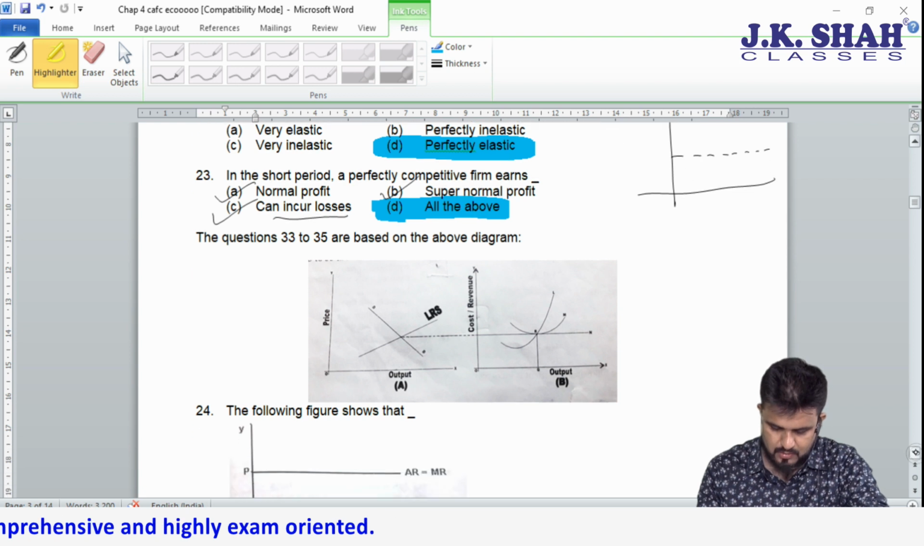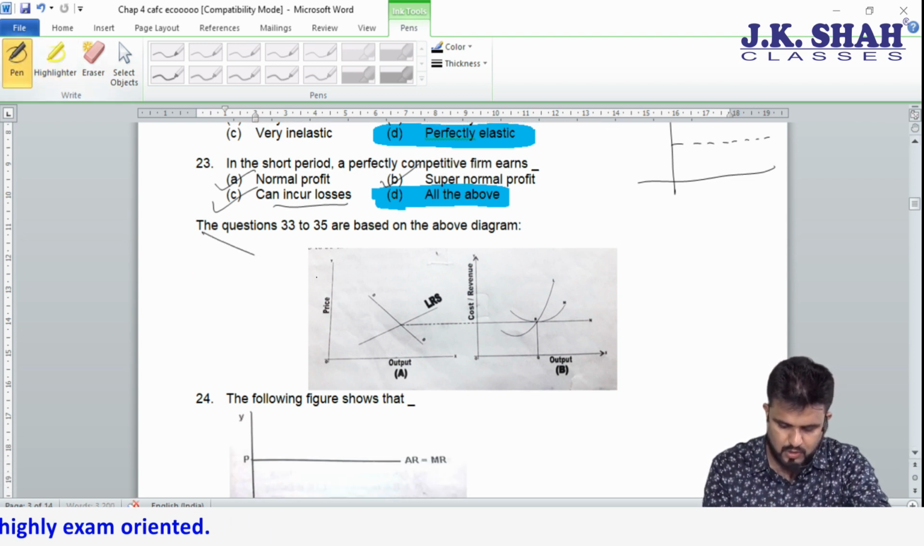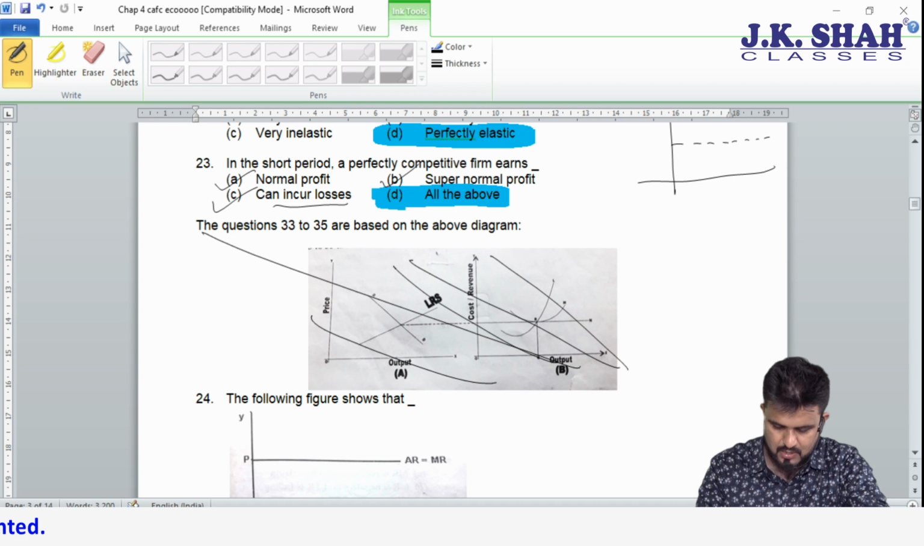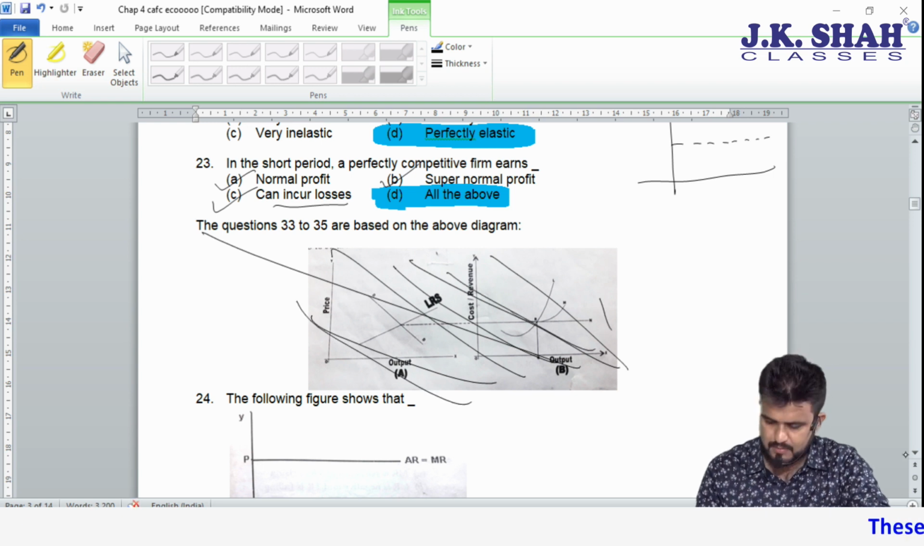Moving to the next. Students, just for your information, this part has been cut. So please avoid this.